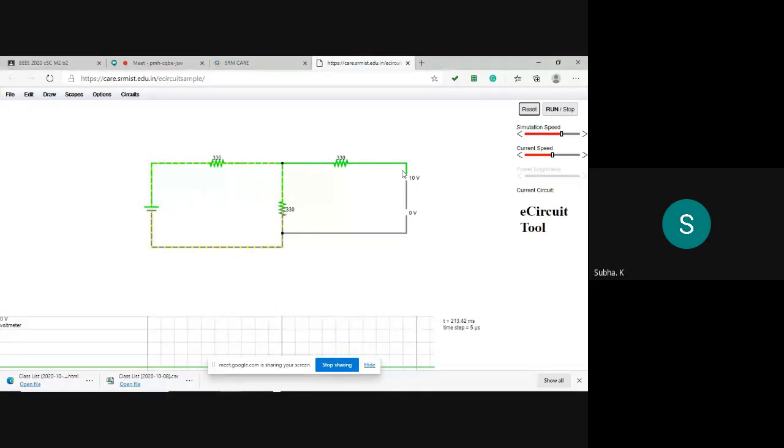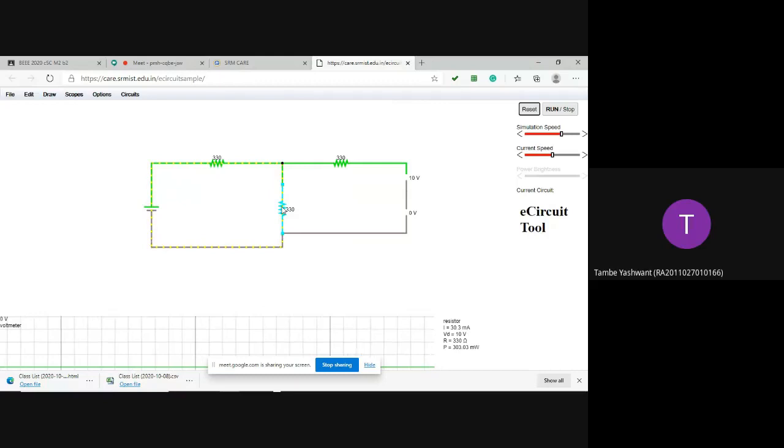Yes, ma'am. I think I did it wrong here because this is open. No, that's why current is not flowing here. Only voltage will be there. Okay, open means only voltage will be there. I think it's 10 volt. Okay, let me check whether this voltage is 10 volt, then it will be correct.